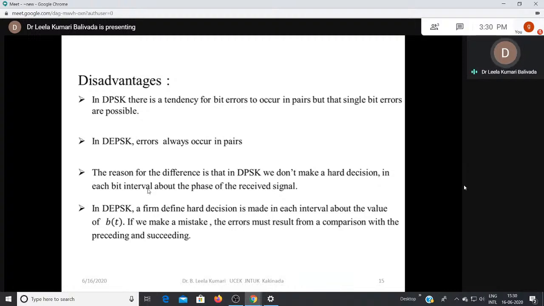But in DEPSK, a hard decision is made in each interval about the value of B of t. So if we make a mistake, then the errors must result from a comparison with the preceding and succeeding.